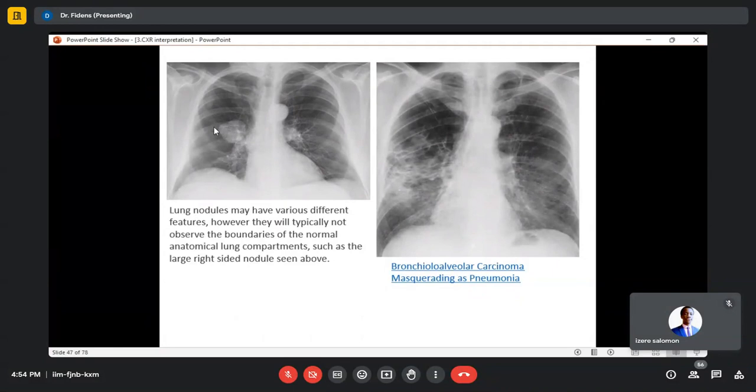Lung nodule, this is a nodule or mass. Lung nodules may have various different features. However, they will typically not observe the boundaries of the normal anatomical lung compartment. They are not limited by fissures or something, such as the large right-sided nodule seen here. This nodule can be a mass, lung mass, or can even be hilar lymphadenopathy. But also, if you look very well, you compare the zones, I can see something else like here.